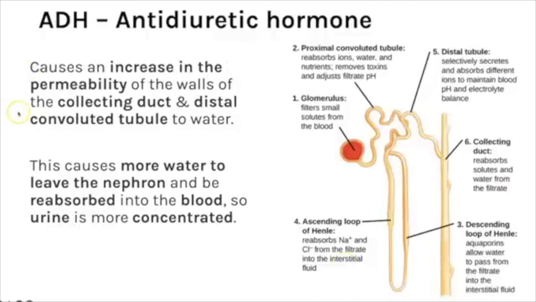Now what that hormone does is it causes an increase in the permeability of the walls of the collecting duct and the distal convoluted tubule, so they're more permeable to water. And as a result, more water will move out of the nephron by osmosis, and it's reabsorbed into the blood. So you'll have more water returning to the blood and more concentrated urine.